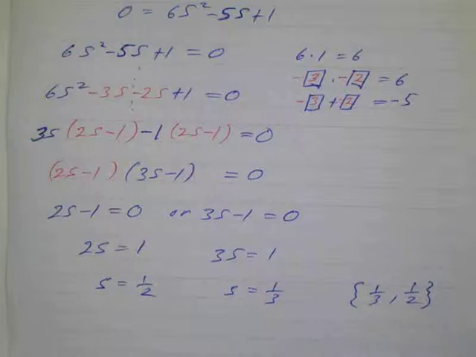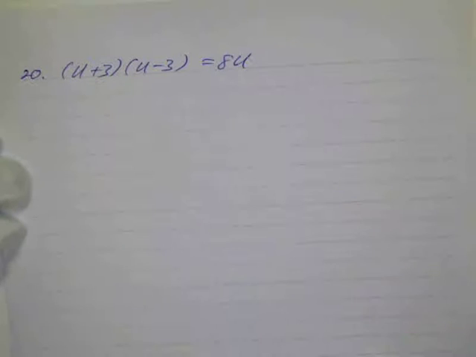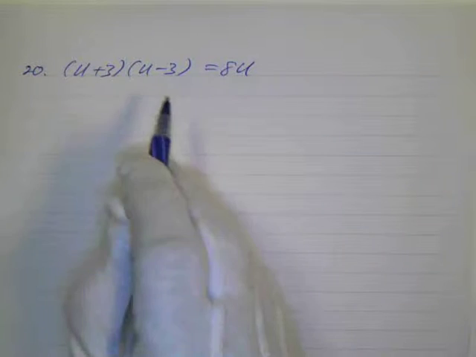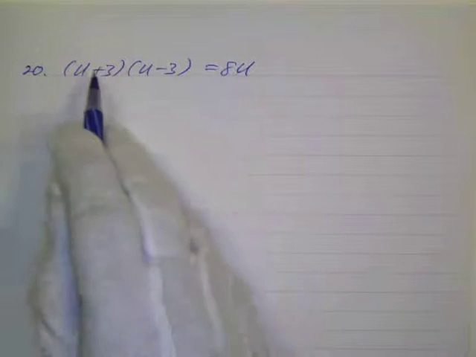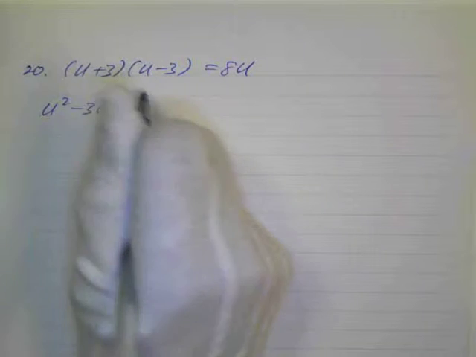And then number 20. It's another really good problem. And this is u plus 3 times u minus 3 equals 8u. So it has to be equal to 0. So what we're going to have to do is we have to multiply this out. So we can use the FOIL method, and we've got u squared. Okay, that's first terms. And the outside would be negative 3u, inside plus 3u.